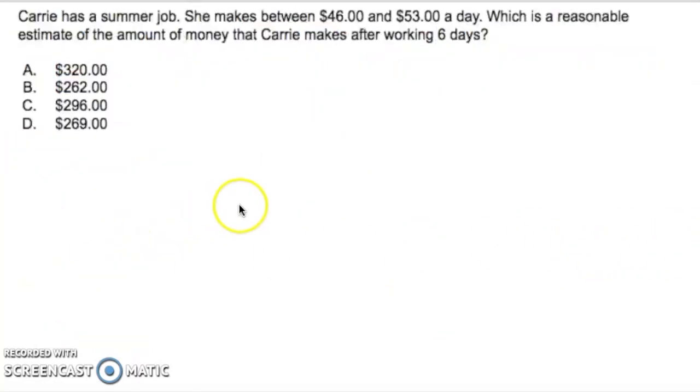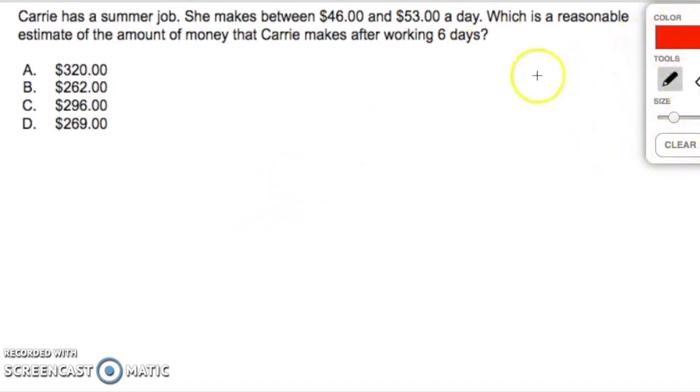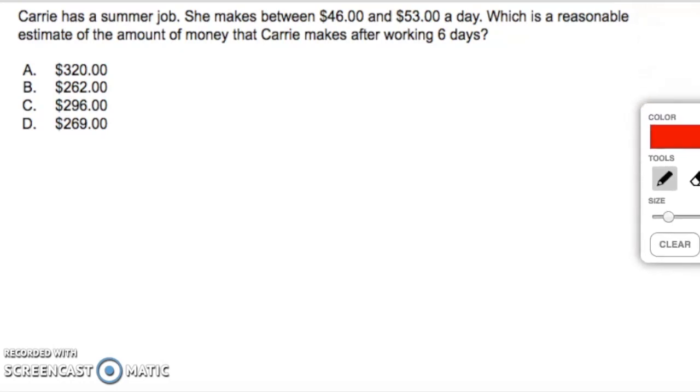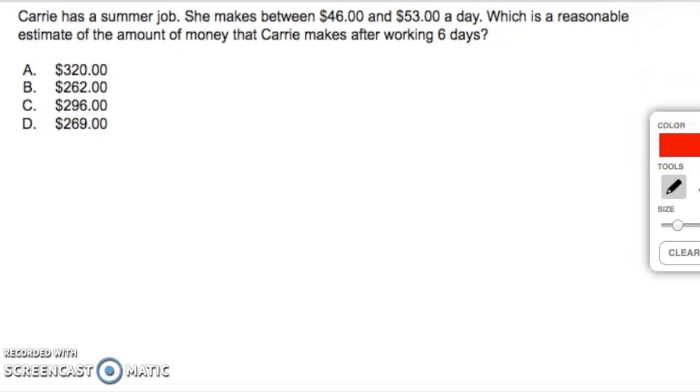Last one. Carrie has a summer job. She makes between $46 and $53 a day, which is a reasonable estimate of the amount of money that Carrie makes after working 6 days. I want you to pause it here for me. Take a moment, work it out on your own, and then come back to me when you've got it finished.